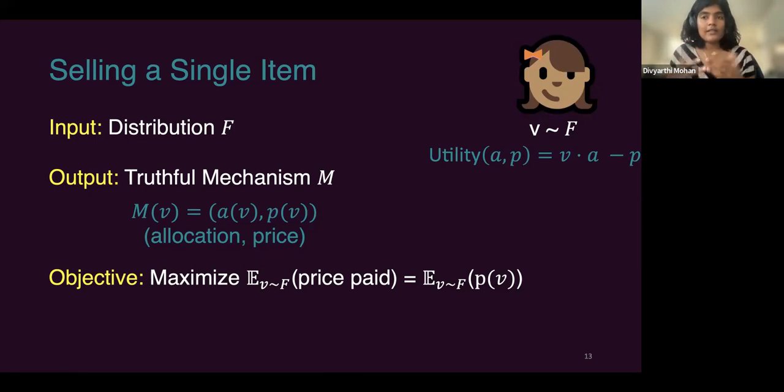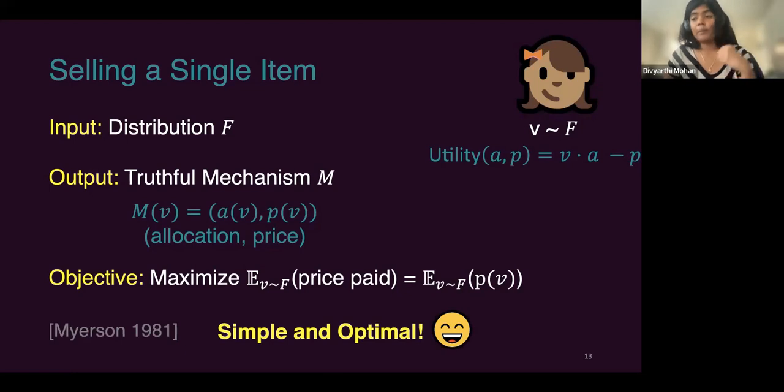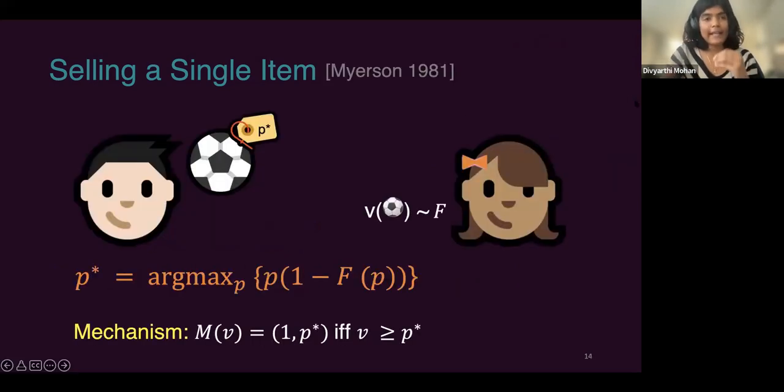Cool. So this is a very fundamental problem in economics. And in the 80s, Myerson solved this very elegantly with a very simple mechanism, and he even won the Nobel Prize in economics for this. He showed that all you have to do is to post a single take-it-or-leave-it price P star to get the optimal revenue for the setting. The buyer either takes the item and pays price P star, or she gets nothing and pays nothing.